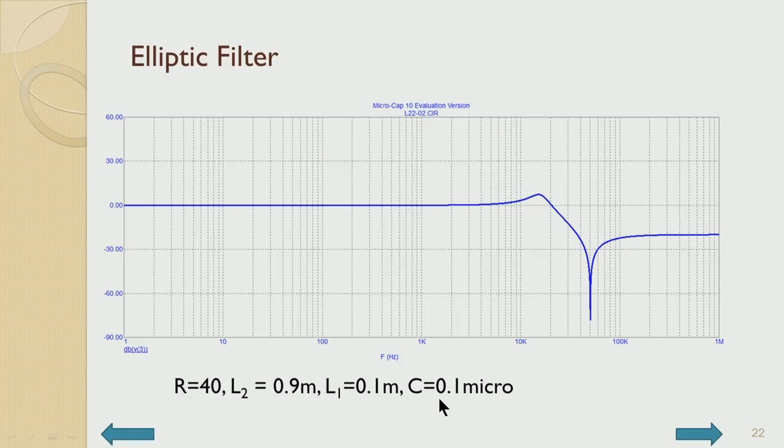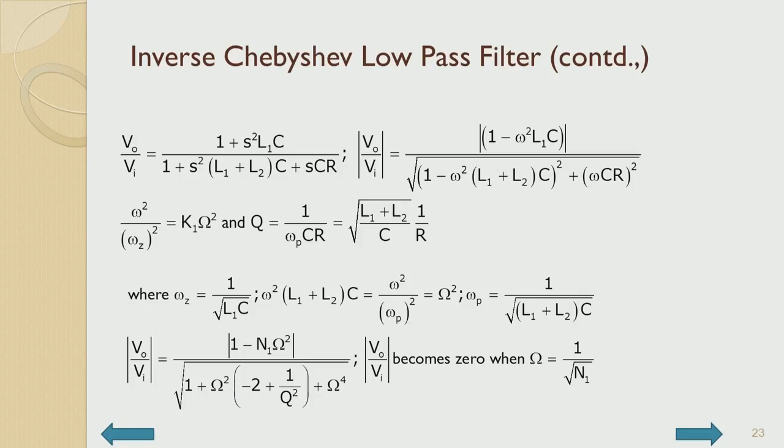So, these are the values of components that are used for the same network. L2 plus L1 is the same value, 1 millihenry. C is the same value, 0.1 microfarad. So, everything else remains the same, but there is a 0 that is introduced outside the passband. This is the way we have this resonant at omega equal to 1 over root L1 C, and the denominator remains the same as before, and Q is the same as before, and only the 0 frequency is now introduced appropriately.